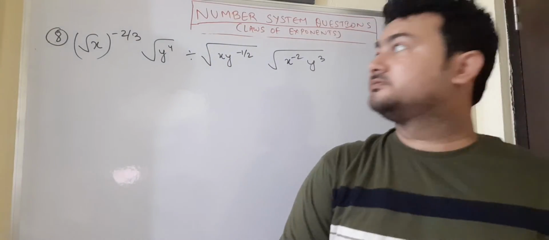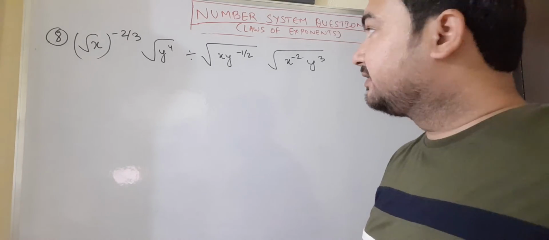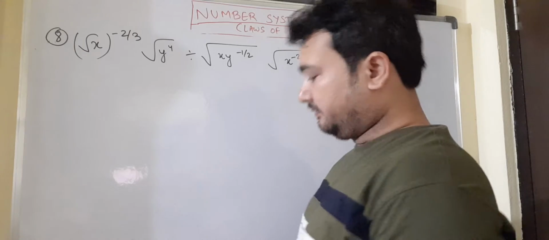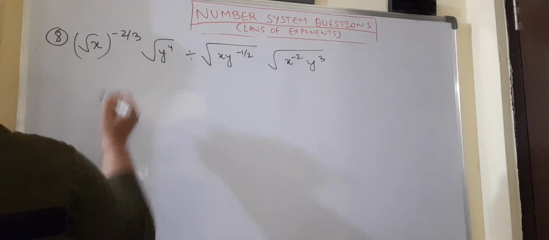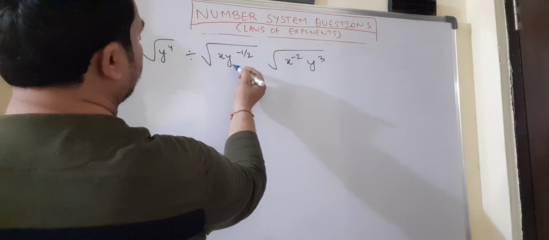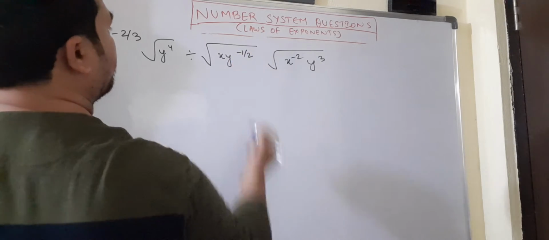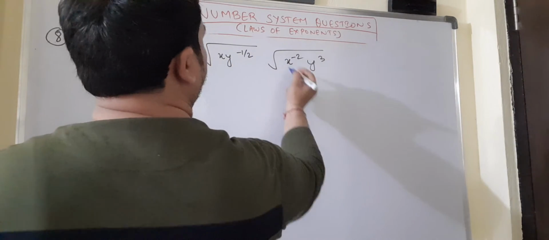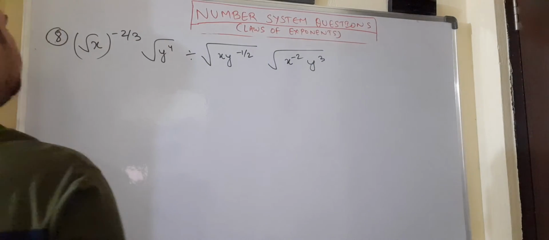Next question. Hope it is visible to you clearly. Root x to the power minus 2 by 3, root y to the power 4, divided by xy out of a square root, out of which y is having the power minus 1 by 2, and square root x to the power minus 2, y to the power 3.